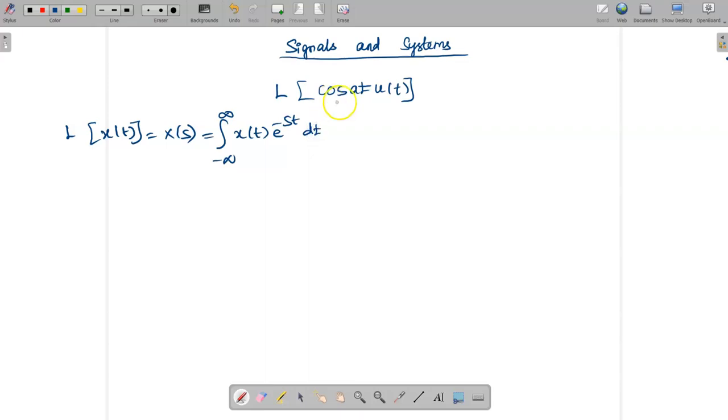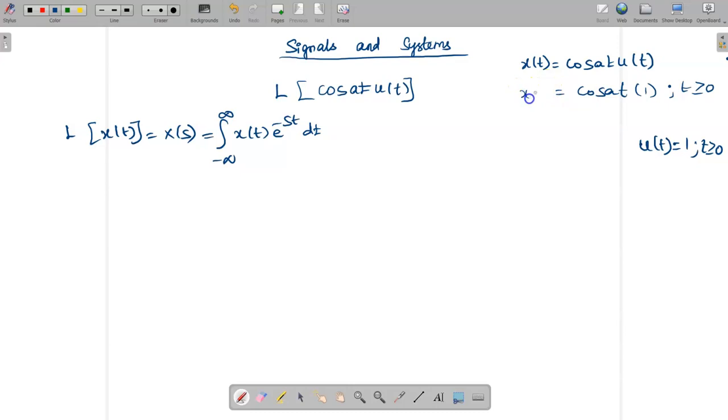Right. So here in this problem they have given x of t as cos at u of t. So let us consider that x of t is cos at u of t, and u of t is the unit step signal. Unit step signal means u of t value is 1 for t greater than or equal to 0. So using that, I can write x of t as cos at into 1, which exists only for t greater than or equal to 0.